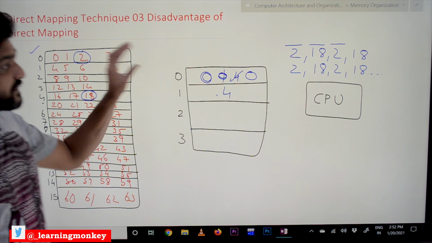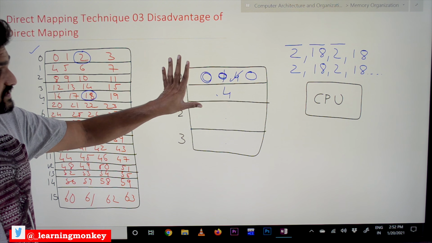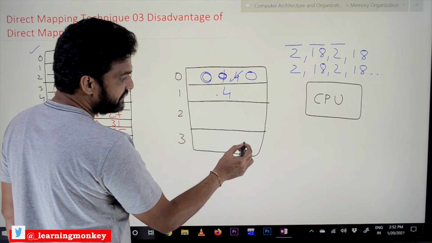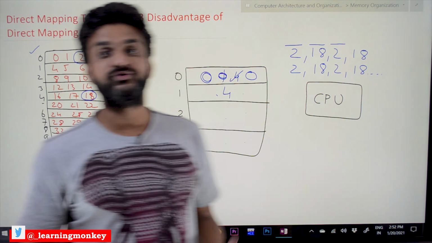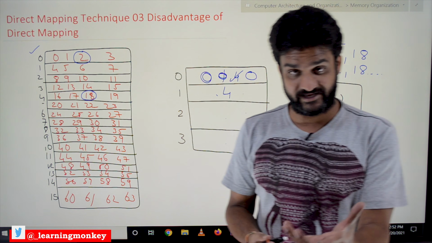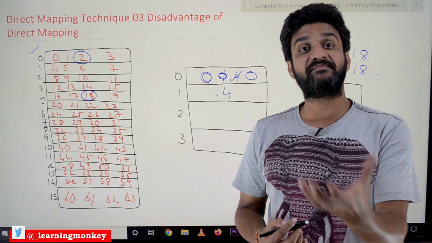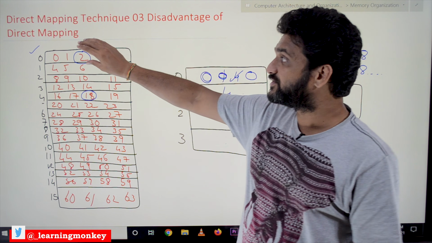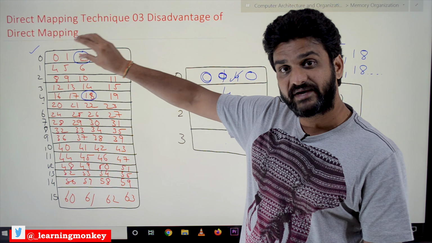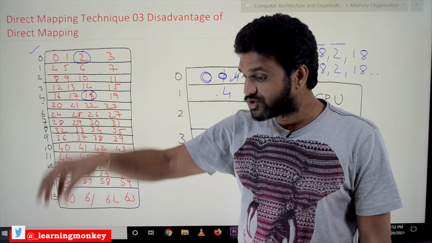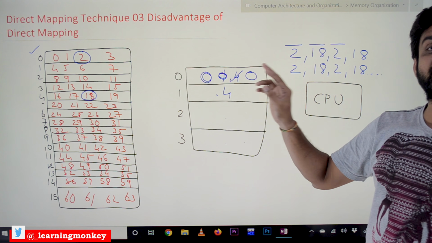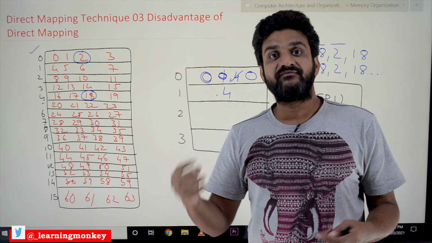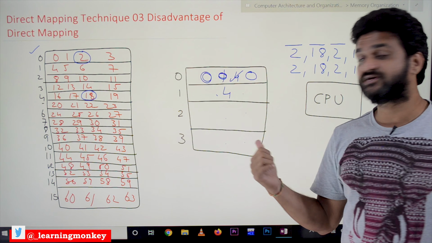With this kind of direct mapping technique, this is the disadvantage we are going to get. Even though we have many empty spaces, we are not able to use those empty spaces efficiently, because of the rule that a specific block of the main memory has to be transferred only to a specific line of the cache memory. That is what we call direct mapping. With direct mapping, this is the disadvantage that we get.